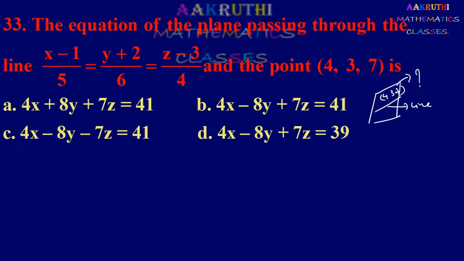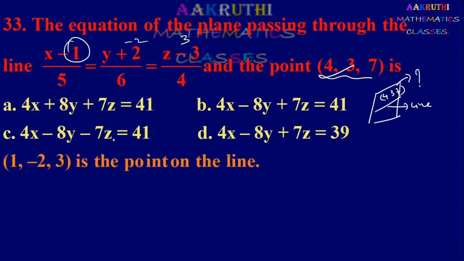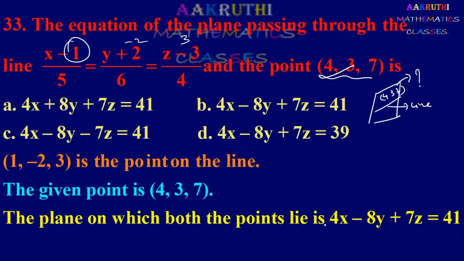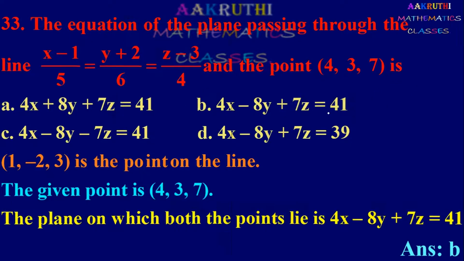So instead of finding the equation of the plane directly, we verify these two points. Here the point is (1, -2, 3), which is on this line, and the given point is (4, 3, 7). So these two points lie in the plane 4x minus 8y plus 7z equal to 41 only. So it is option B. Here these two points satisfy only equation B. So therefore the correct option is option B.